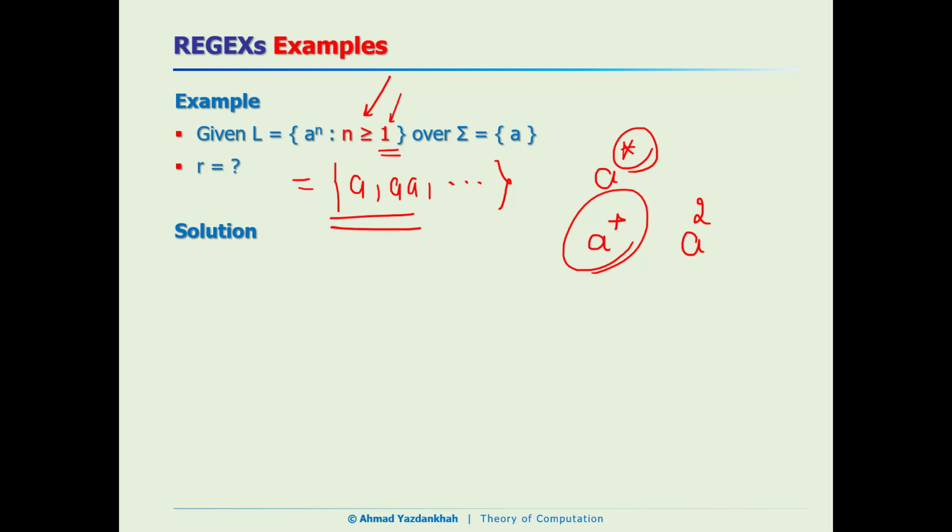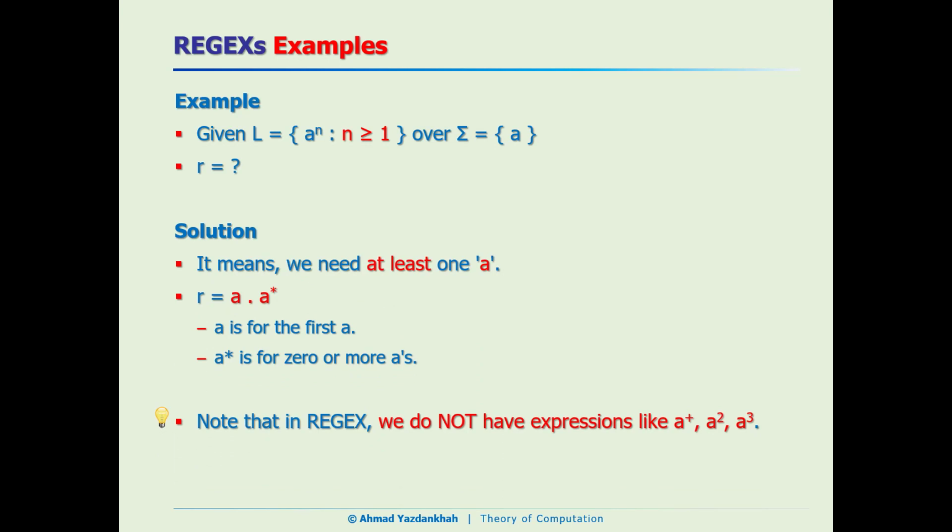How can I represent this with a regex? Okay, it means that at least I have one A, and after that A, it can be zero or more. So do you agree that I would say it is A concatenated with A star? This guarantees that at least I have one A. So one more time, I emphasize that we don't have such a thing in the regex, only the star.